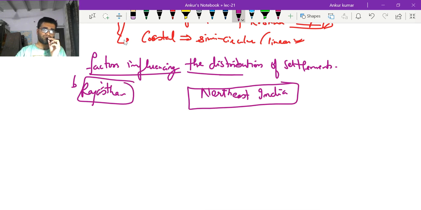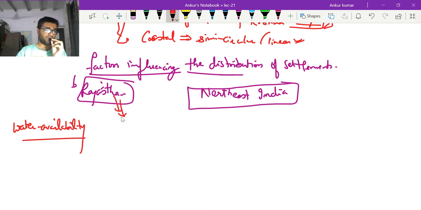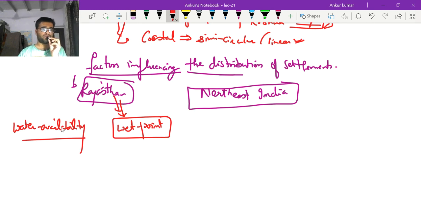First of all, the first factor, that is the water availability. See, in Rajasthan, what is there? Water is scarce. So the settlements that will be found will be wet point settlements. Now in a wet point settlement, what happens? A large number of people, let us say 2,500 or 3,000 people, gather at a wet point, whether it is, let us say, an oasis. Wet point is an oasis here. So the people gather around the oasis and make the village around it. So in Rajasthan, wet point settlements will be found.